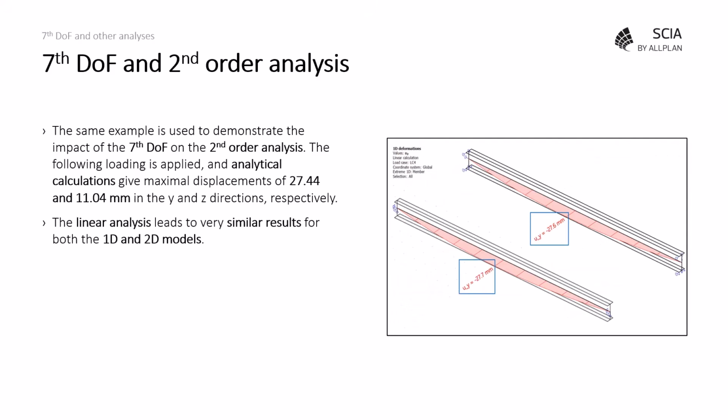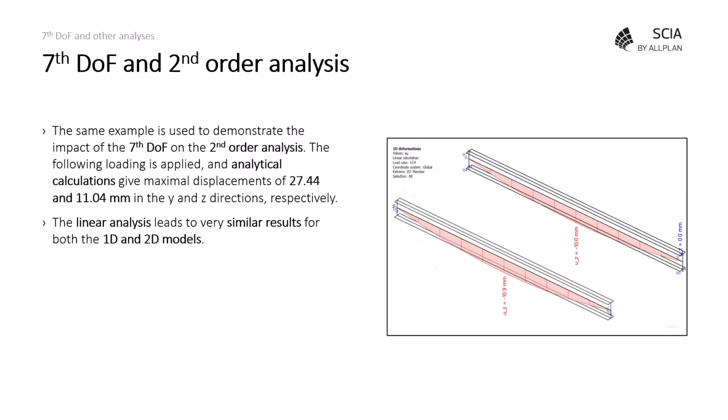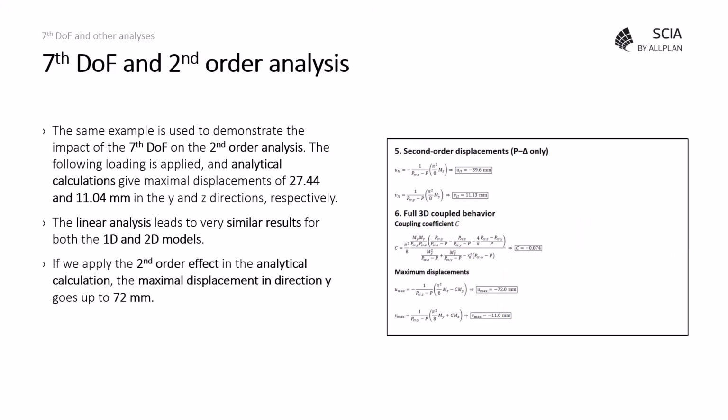So if we run a linear analysis in SCIA Engineer, we have very similar results in both types of models. So we have a value of 27.7 or 27.6 millimeters in the y direction and values of 10.9 and 10 millimeters in the z direction. So what happens if we run a second order analysis?